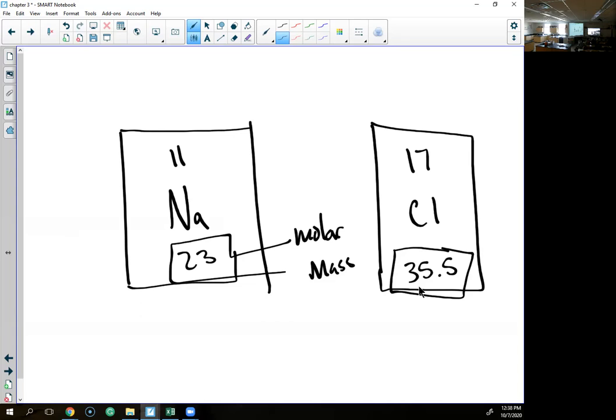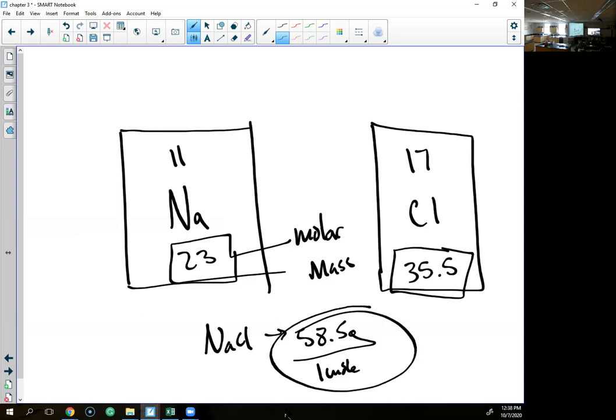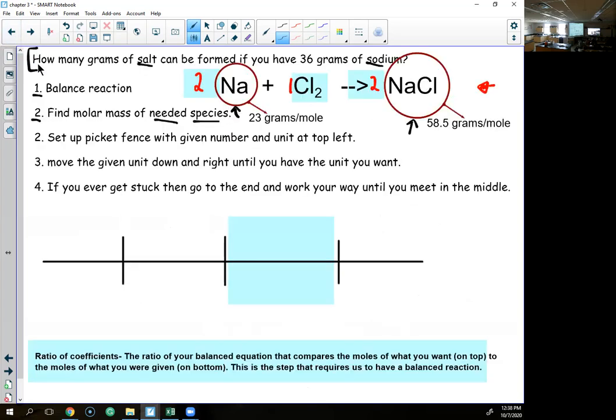All right. Here's the chlorine. It's 35.5. So to find the molar mass of NaCl, you just add, and you get 58.5 grams per 1 mole. Please remember it's per 1 mole. That will make life easier. All right, so coming back. So I got 23 and 58.5. So the first 2 steps. First, balance. Second, find the molar mass of what you're going to need.